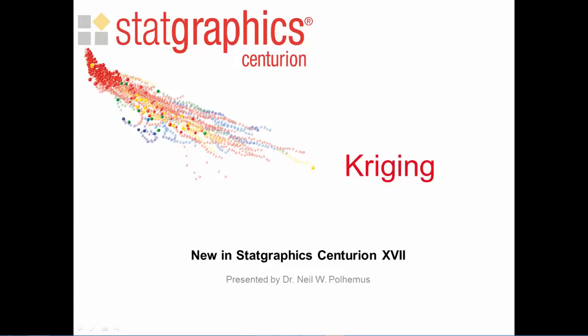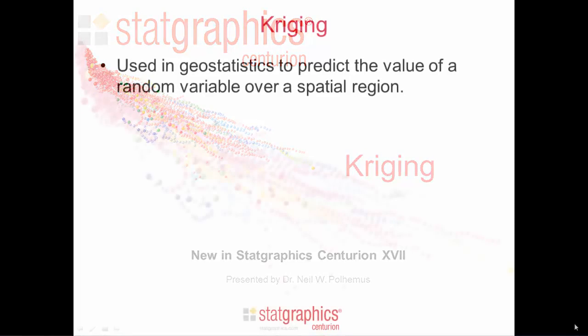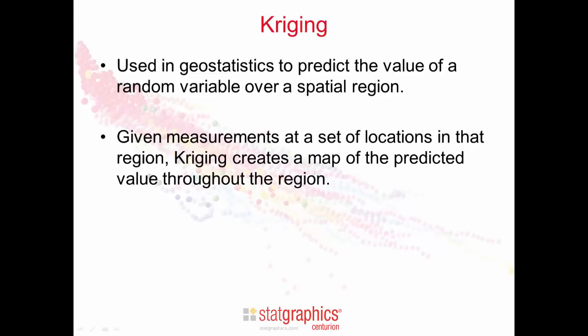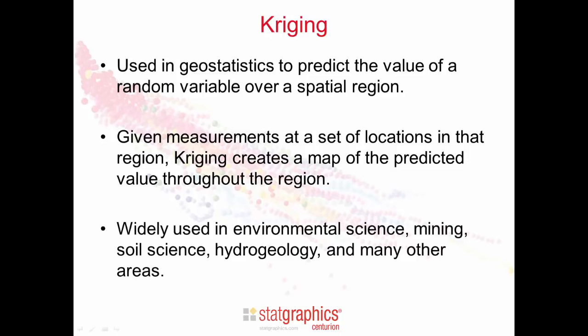This video describes two new procedures added to StatGraphics Centurion version 17 for performing Kriging. Kriging is a methodology that's commonly used in geostatistics to predict the value of a random variable over a spatial region. Given a set of measurements at locations in that region, Kriging creates a map of the predicted value throughout the region. It's widely used in environmental science, in mining, in soil science, in hydrogeology, and in many other areas.